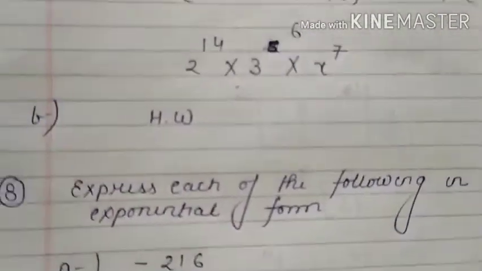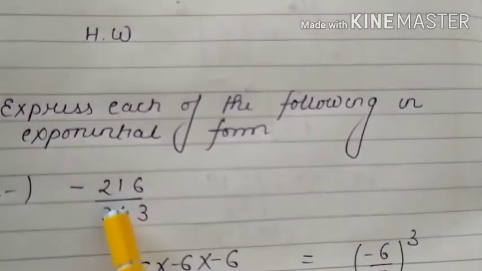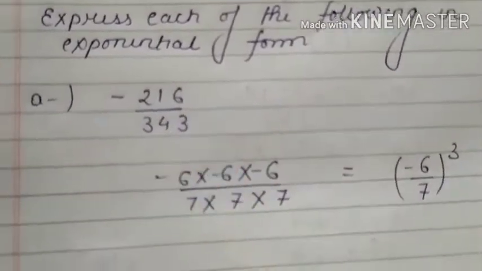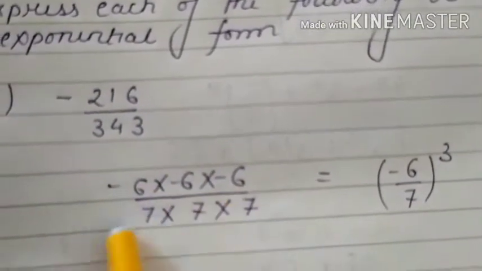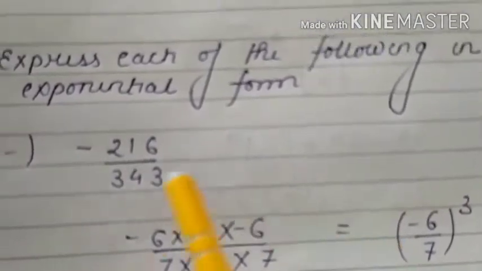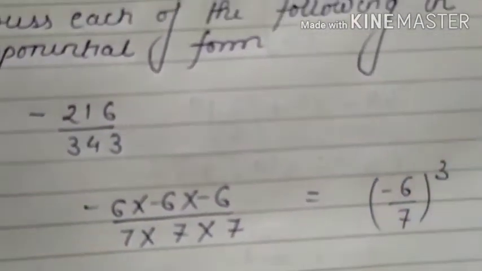Now question number 8. Express each of the following in exponential form. So here we have 216 divided by 343. So we can write this as minus 6 cross minus 6 cross minus 6 divided by 7 cross 7 cross 7. So we write this number as minus 6 by 7 power 3.